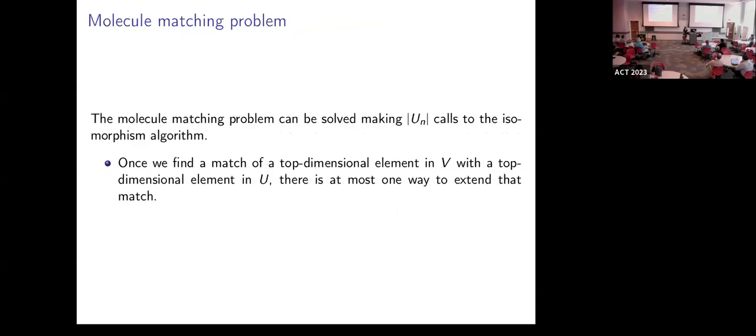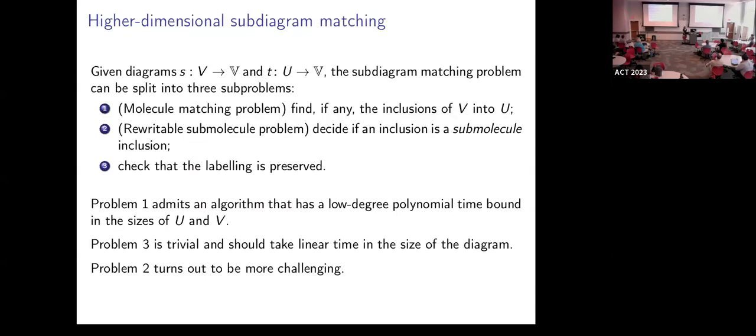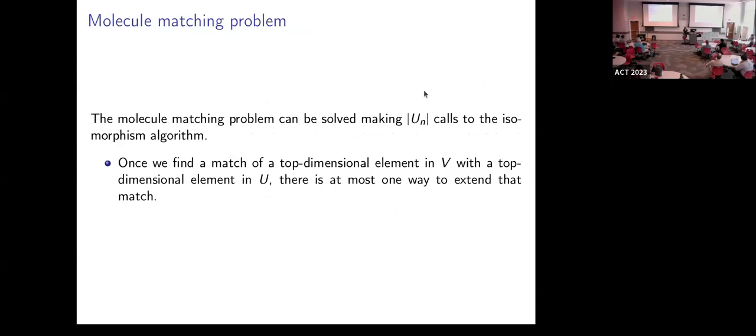So the molecule matching problem, this is the first problem, can be solved by making |U_n| number of calls to the isomorphism algorithm, where U_n is the set of n-dimensional elements of U. And why this is the case is because our shapes of diagram are very rigid. So once we find a match of a top dimensional element in V with a top dimensional element in U, there is at most one way to extend this match to the whole of V.